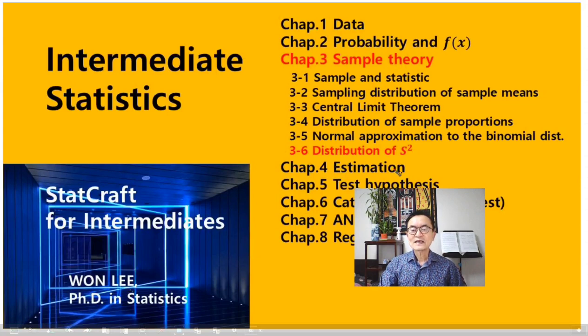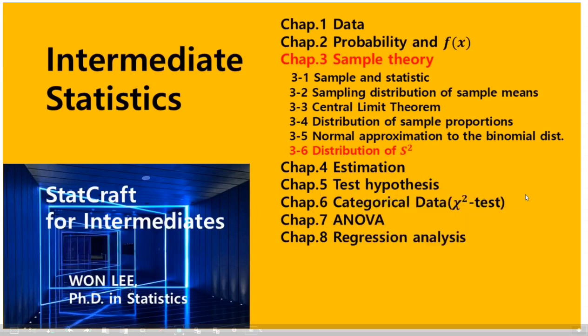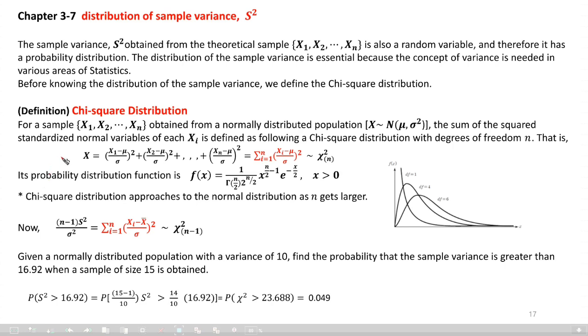Today we will study an important distribution: the distribution of S square. S square is a sample variance. The variance concept is very important, and especially it plays an important role in analysis of variance. Let's see what the distribution of S square is and how to get it.